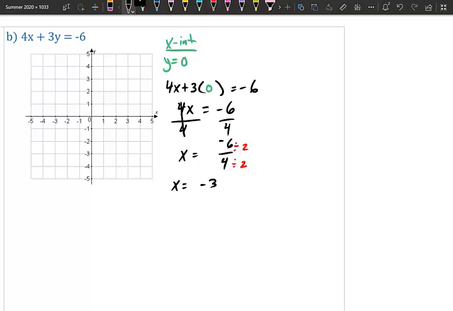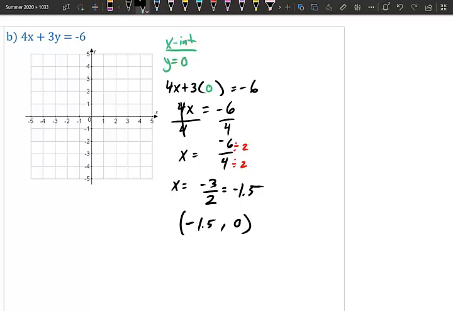And that's -3 over 2. Now, -3 over 2 on a graph makes no sense to me, so I'm going to switch this to a decimal, and that's -1.5. When you graph, use decimals. It's much easier. Convert your fractions to decimals. So our point is -1.5, 0.